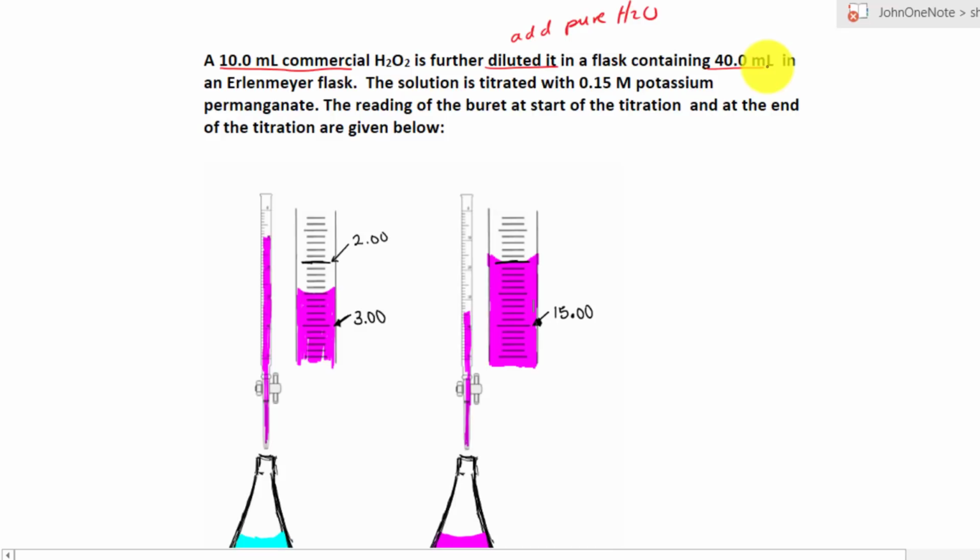Now, the solution is titrated with 0.15 molarity of potassium permanganate. This permanganate here would be MnO4 minus. So this is where it is right here, and this is where your H2O2 is going to be. Now, the readings of the burette at the start of titration and at the end of titration are given below.